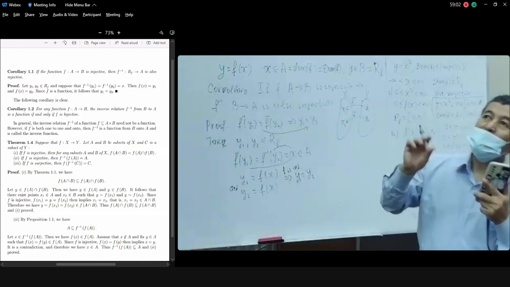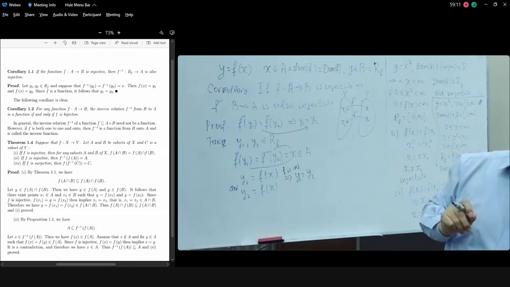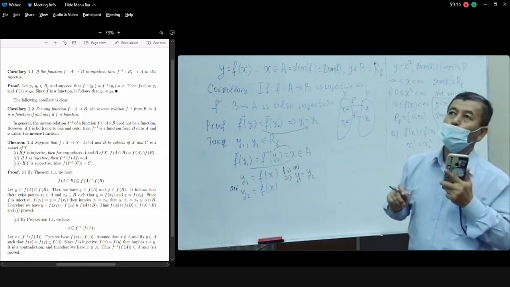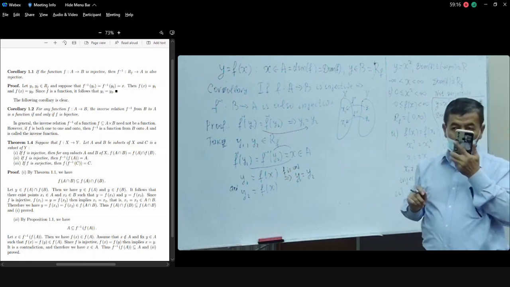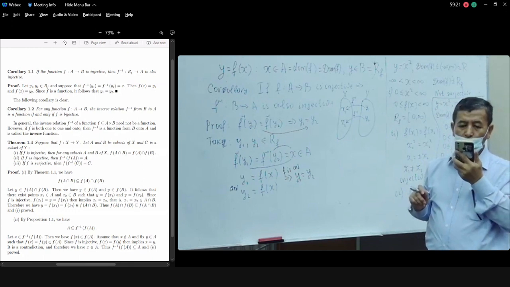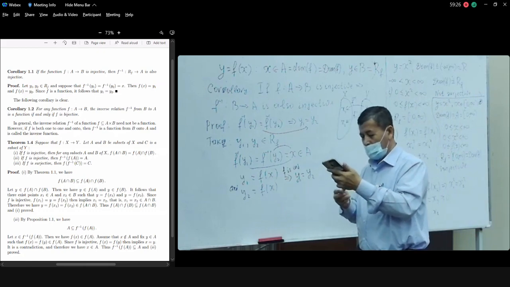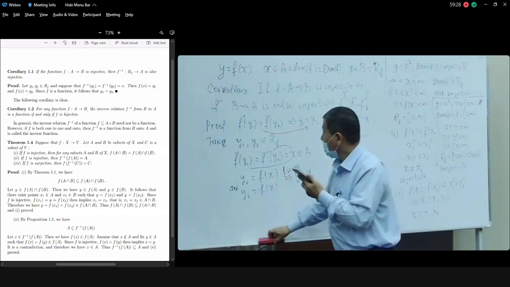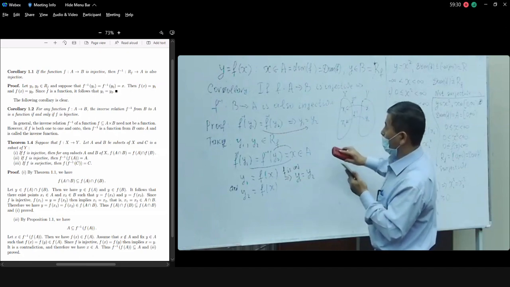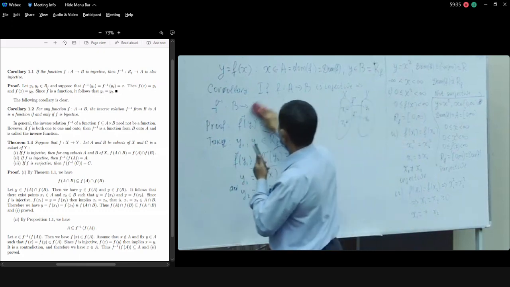Okay, very good. So next one is: for any f, the inverse from B is a function if and only if f is bijective. So in that case, we will go to the next theorem. Okay, good. So this is the proof of this corollary, finished. Okay, next.